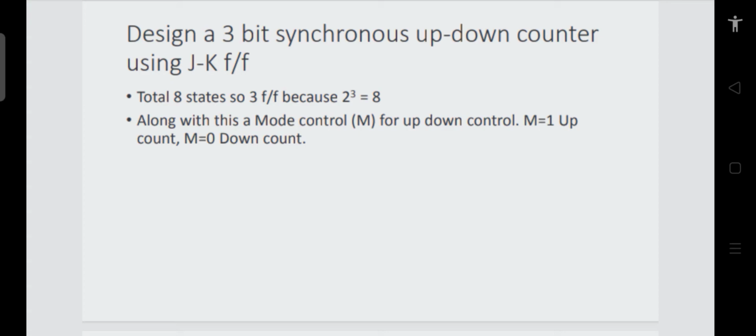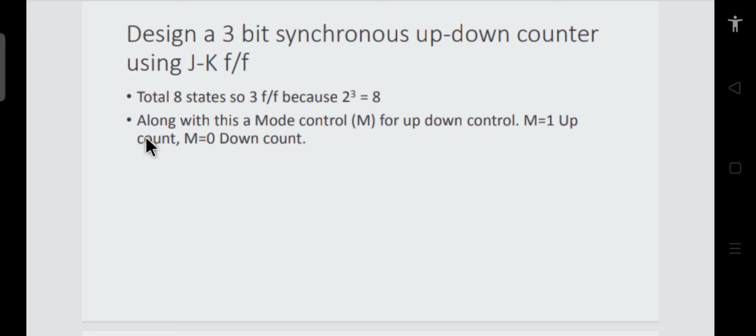So there should be another terminal which can control the mode of the counter. You know that the number of counts you can count with this counter in one mode is 8. So in both the modes it can count 16 counts.